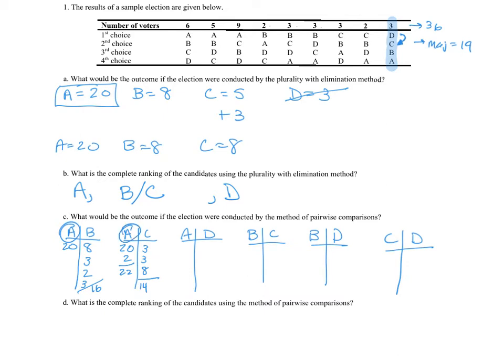Now A versus D, we start by giving 20 votes to A because there are 20 votes in the first 3 columns that have A in first place. Okay, then we go column by column. So these 2 votes, A or D. A is ranked higher, so I'm going to give 2 votes to A. Okay, next column. D is ranked higher than A, so I'm going to give 3 votes to D here.